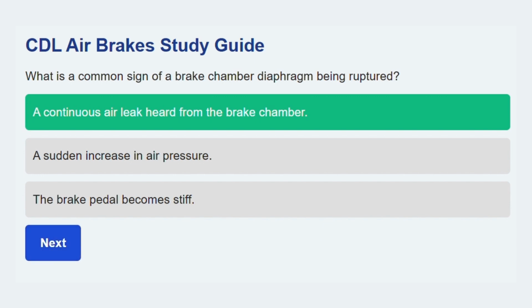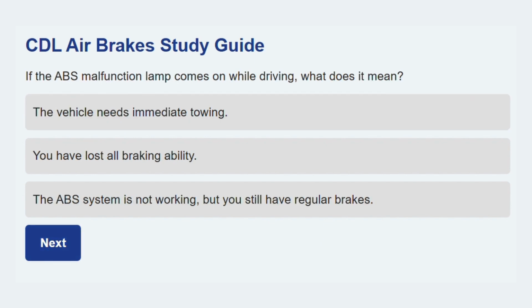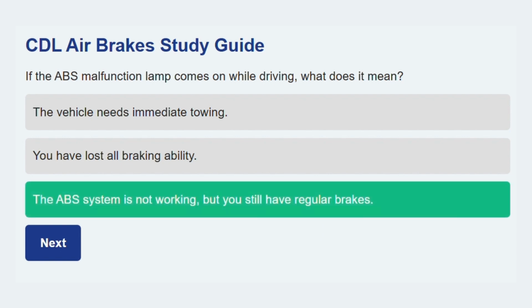On to the next question. If the ABS malfunction lamp comes on while driving, what does it mean? The ABS system is not working, but you still have regular brakes. The vehicle will still brake, but you won't have the anti-lock feature.